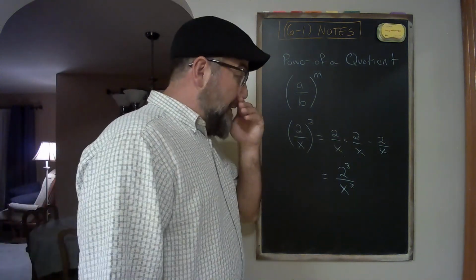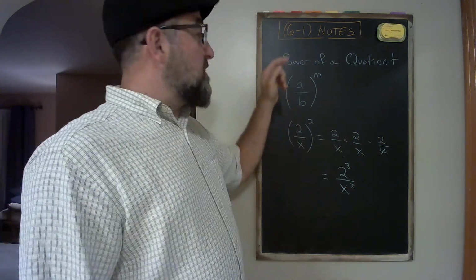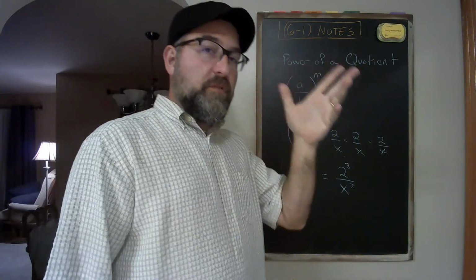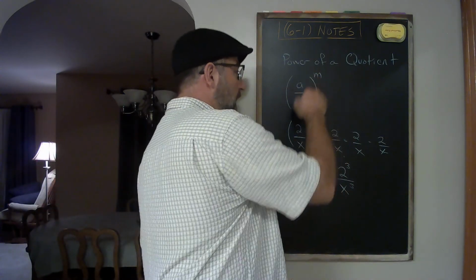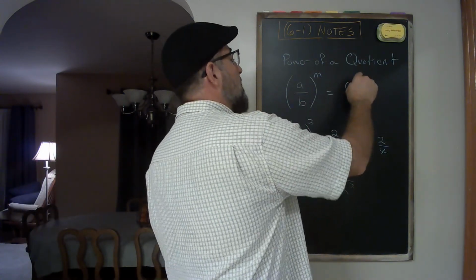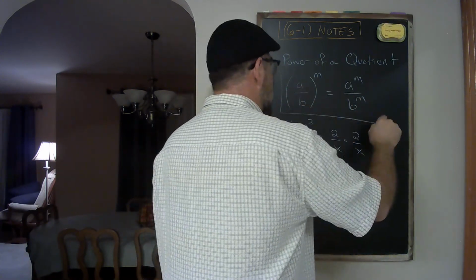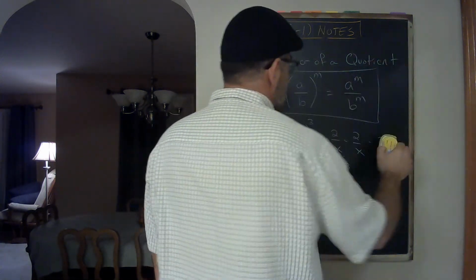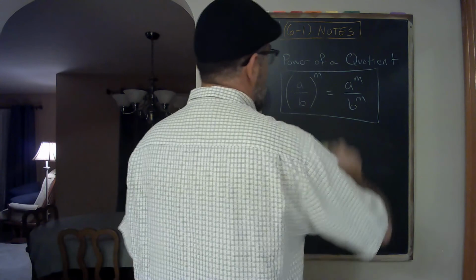And now you might realize, oh, I see what's happening. We're just applying that exponent to all of the factors in the numerator and all of the factors in the denominator, and you're correct. So a over b to the m is a to the m over b to the m. That is the power of a quotient. So let's look at an example or two of this just to make a little more sense of it.